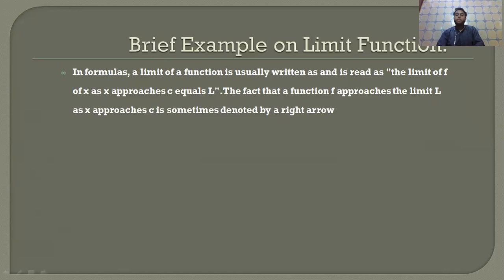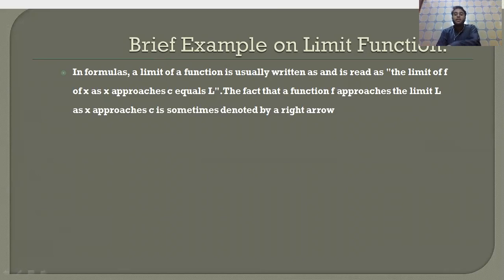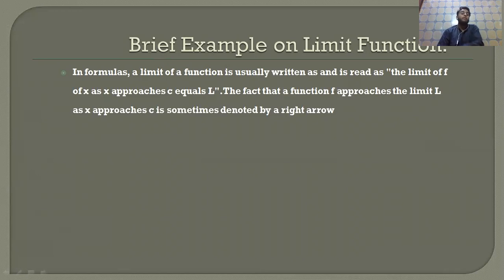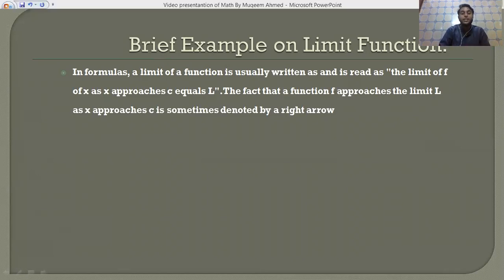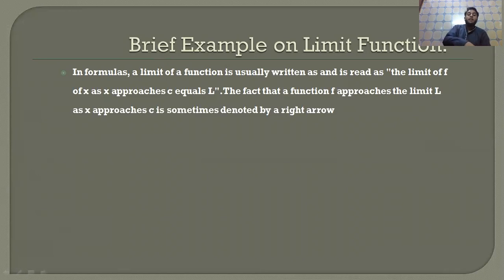Brief example, limit function. In formulas, a limit of a function is usually written as the limit of f of x as x approaches c equals L. This indicates the fact that the function f approaches the limit L as x approaches some value c, denoted by a right arrow.